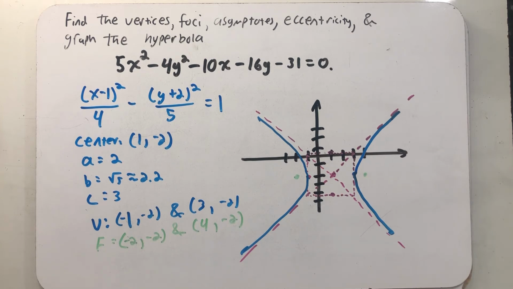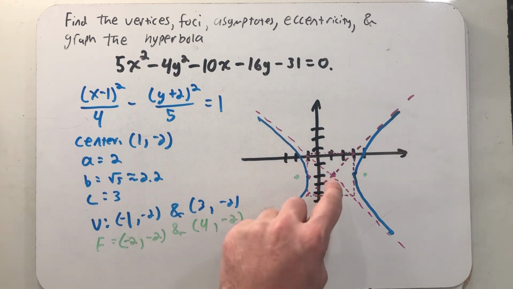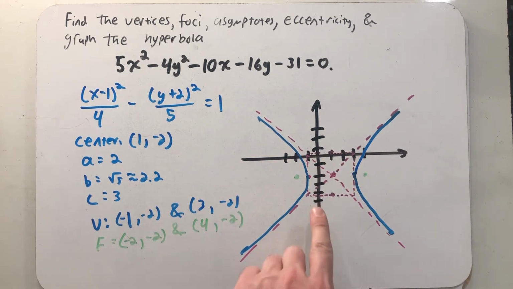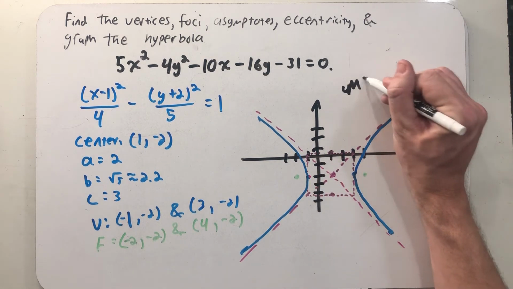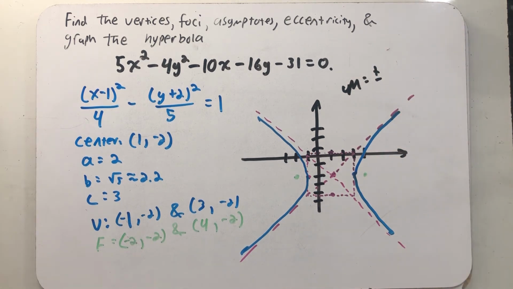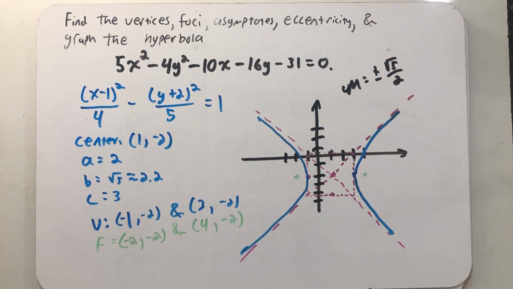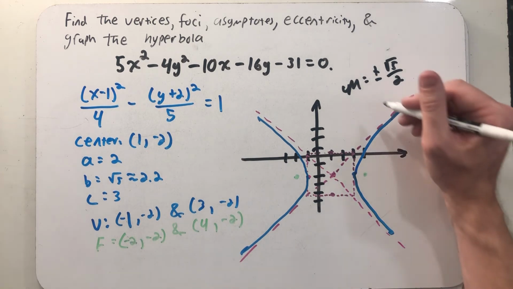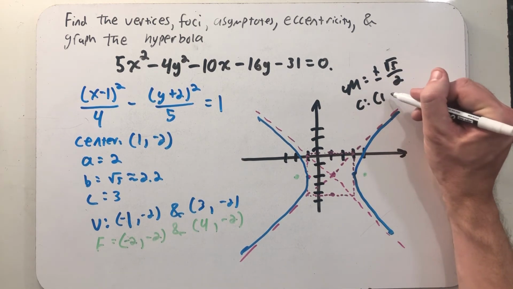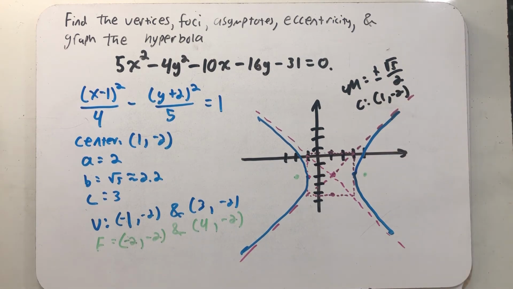All right, to find my asymptotes, I need a point on each asymptote. Well, that's going to be the center, right? That's on both asymptotes. And I need to know the slope. And the slopes are going to come from our central rectangle where we go up and over, or up and over the other way. So let's just think about those slopes. M is equal, one's positive and one is negative, and I went up √5 and over 2. All right, so the slope, plus or minus √5 over 2, and then the point that I'm going to use on both lines there is 1 comma -2.